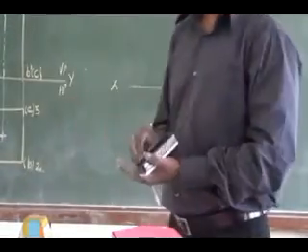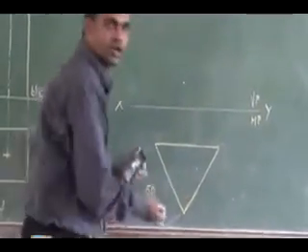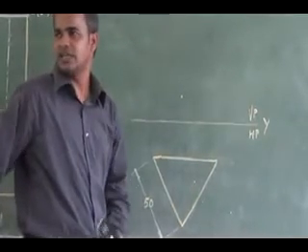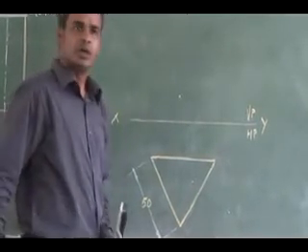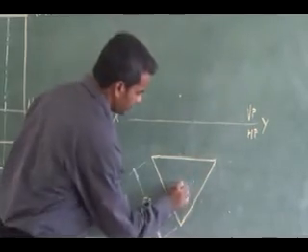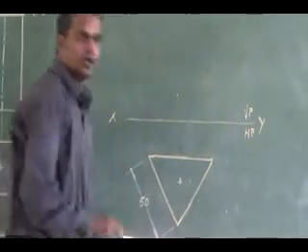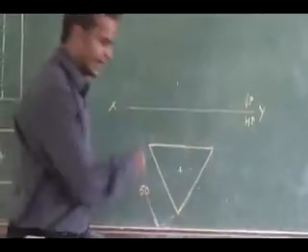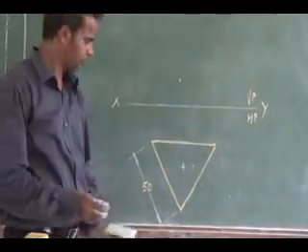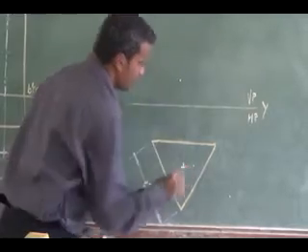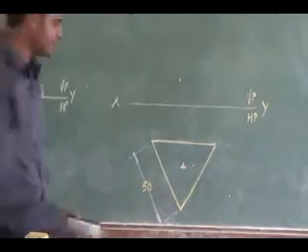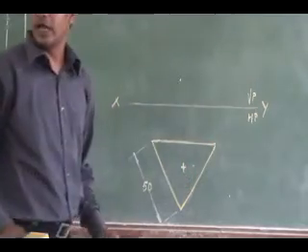So you mark the center for this tetrahedral. You know how to mark it: the perpendicular bisector of two sides will give me the center, right? One side's perpendicular bisector and another side's perpendicular bisector will give me the center. To this center I have to connect, that is nothing but my other corner.